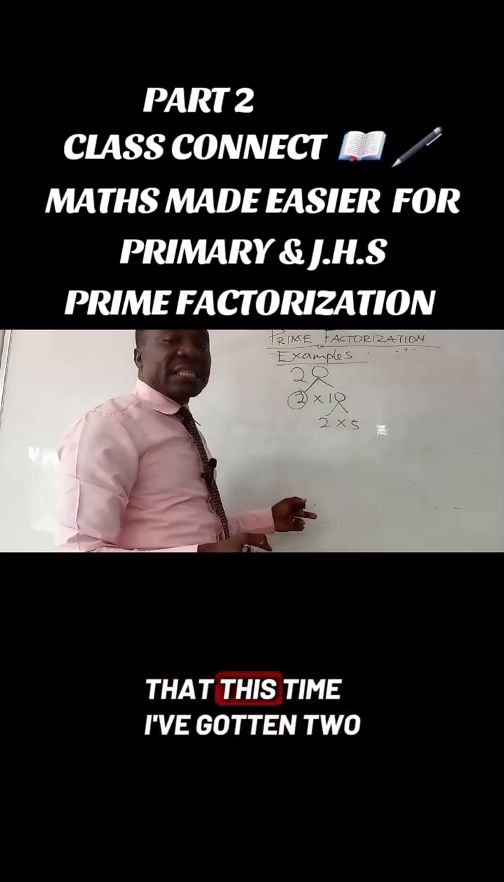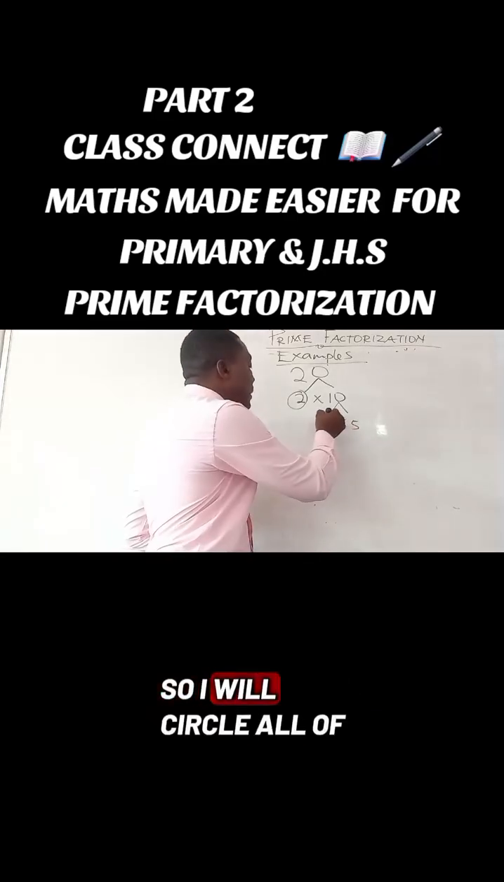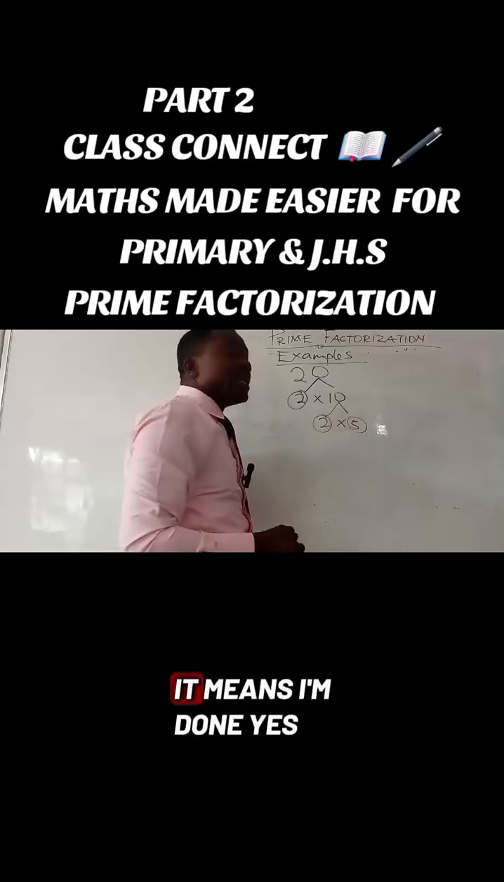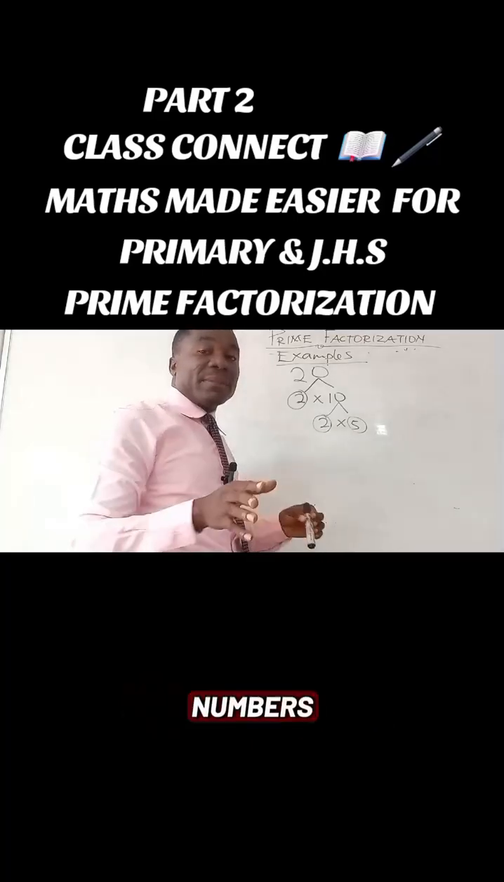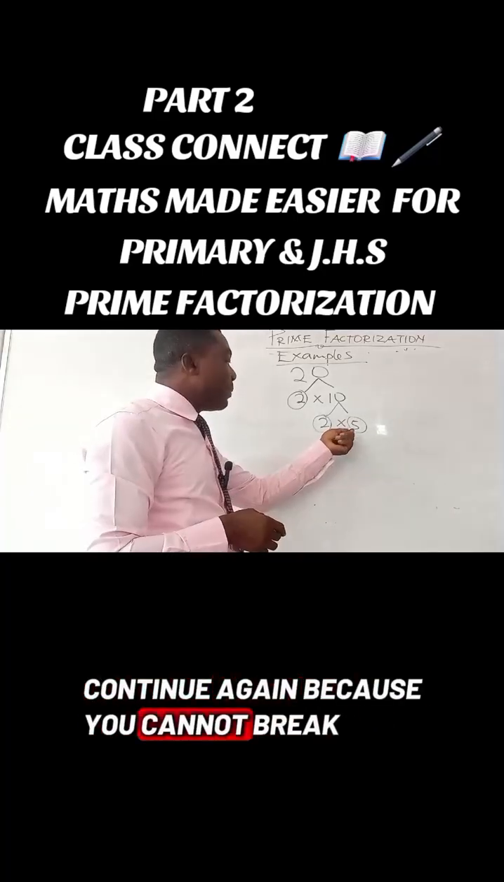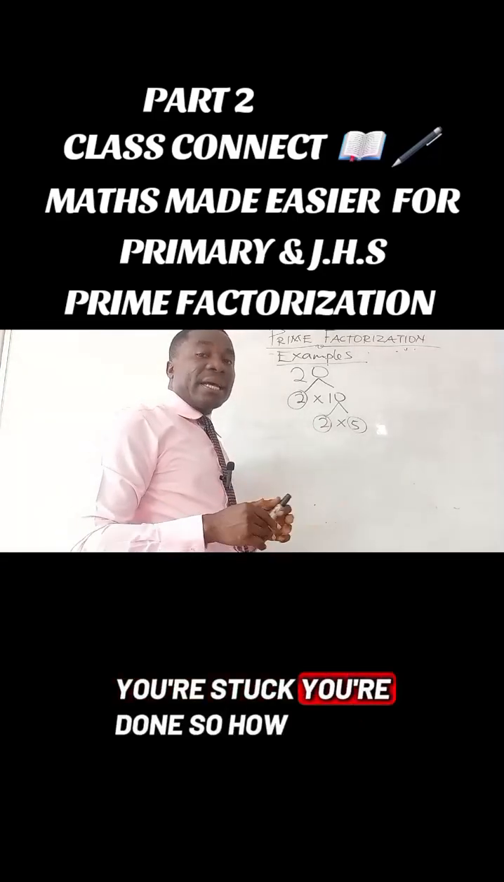Now, you realize that this time I've gotten 2 prime numbers. So I will circle all of them. It means I'm done. Once the 2 numbers are prime numbers, I'm done. I don't have to continue again, because you cannot break this one down. You cannot break this one down. You are stuck. You are done.